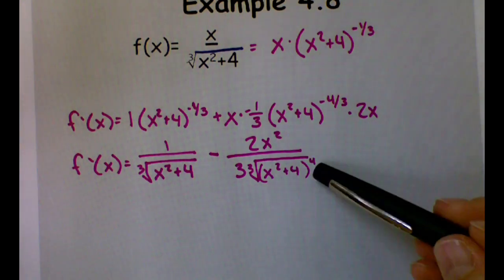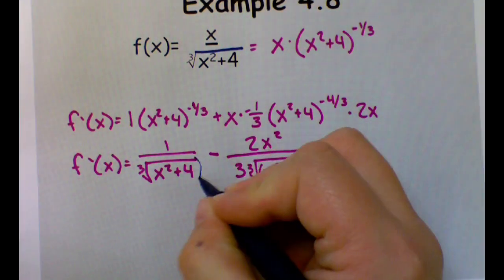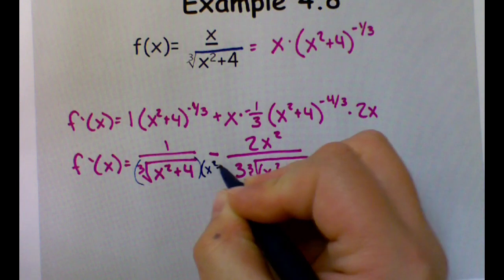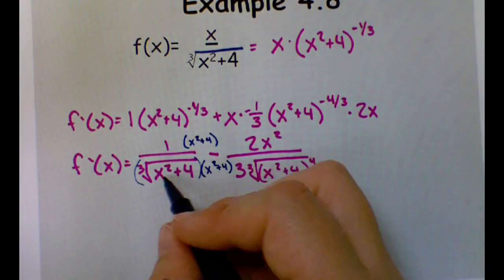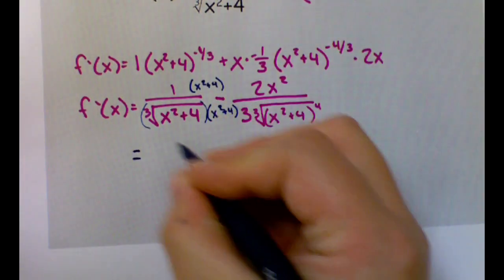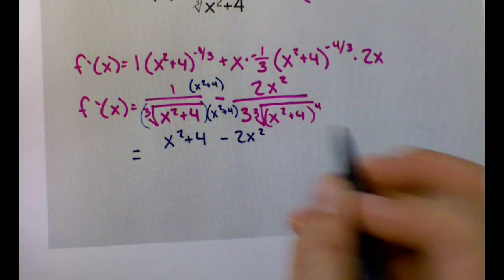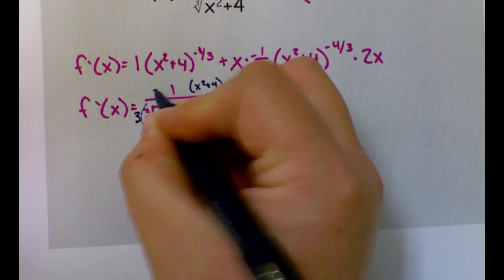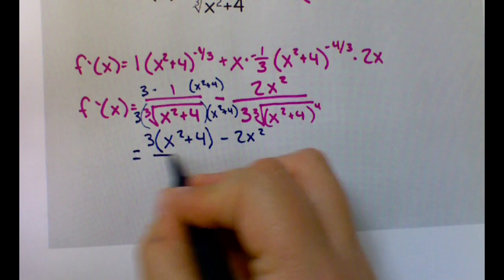With this being to a 4/3 power, we actually need to multiply by an entire x squared plus 4. Because that is the 3/3 power, which makes it 3/3 plus 1/3, which is 4/3 power. So we're going to get x squared plus 4 minus 2x squared. Oop, I lied. We also need the 3 in here. So I need to multiply that whole thing by 3.